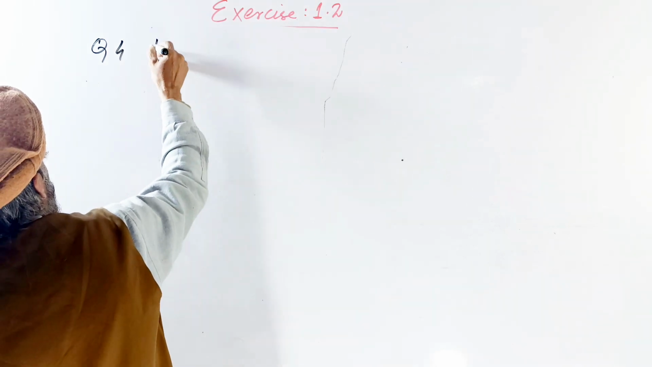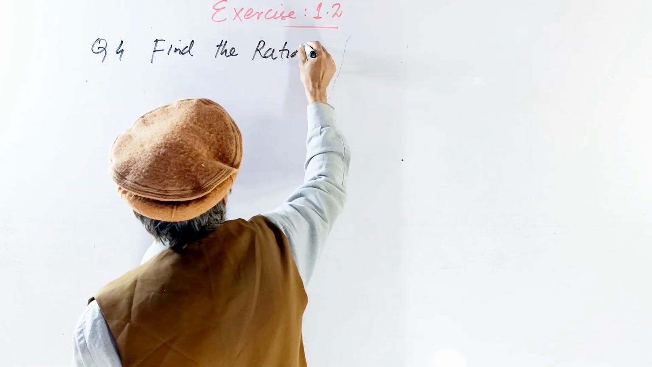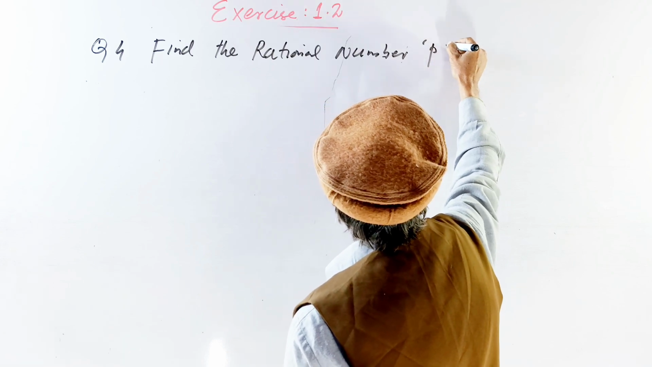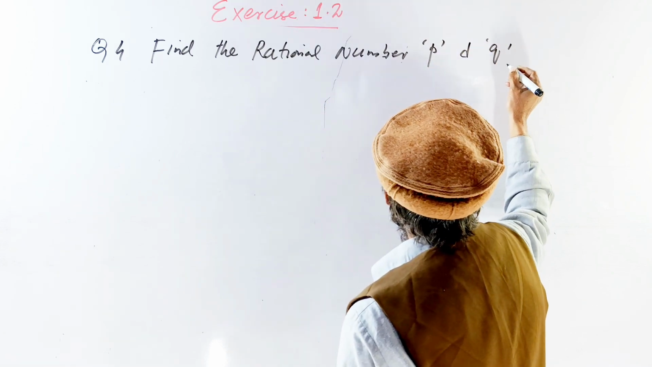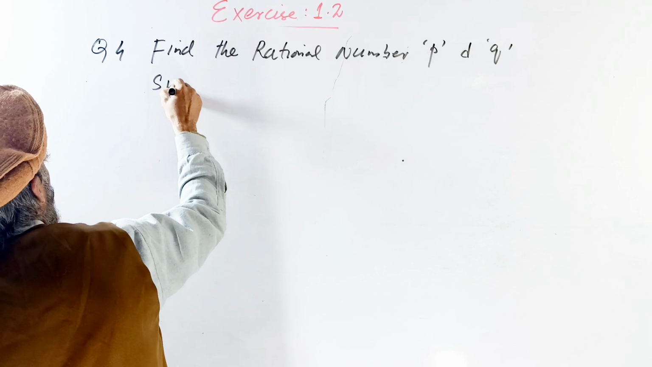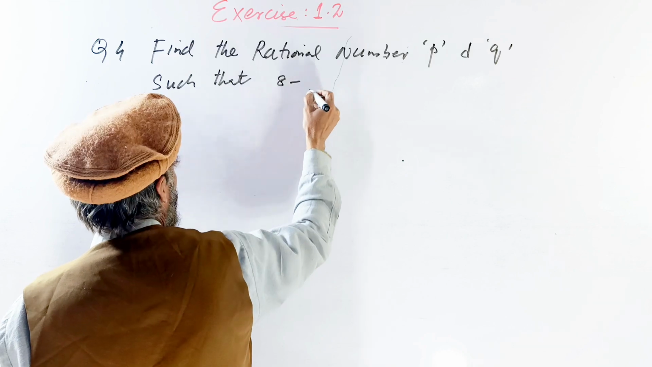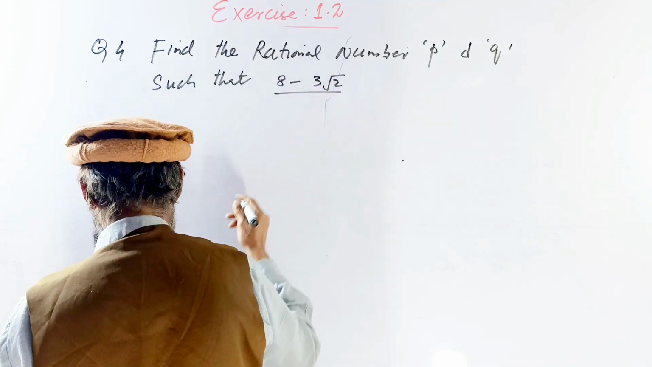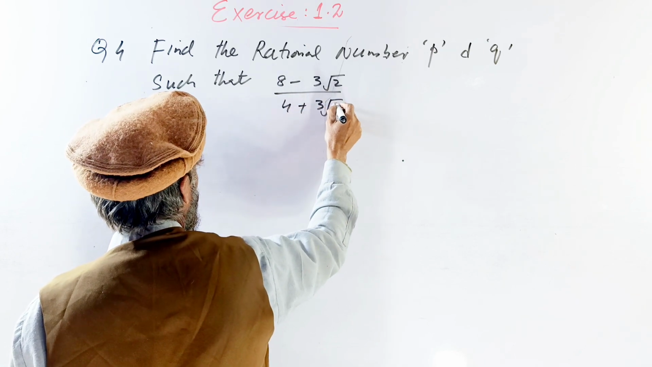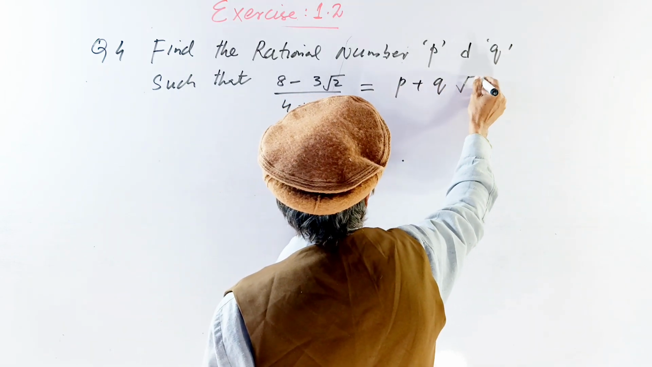Question number 4. Find the rational numbers P and Q such that 8 minus 3 under the root 2 divided by 4 plus 3 under the root 2 is equal to P plus Q under the root 2.